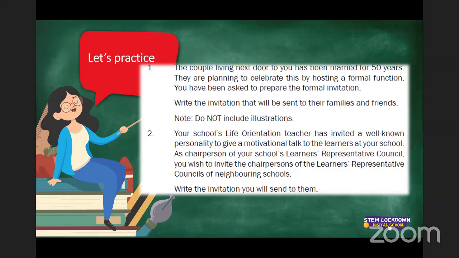So we use formal language, okay, when we write an invitation, and the invitation must briefly provide the information the guests need to know about the event to which you are inviting them. So just to make sure that you've got all that, okay? So remember to not fall into the mistakes of writing illustrations, okay? All right, so just make sure.